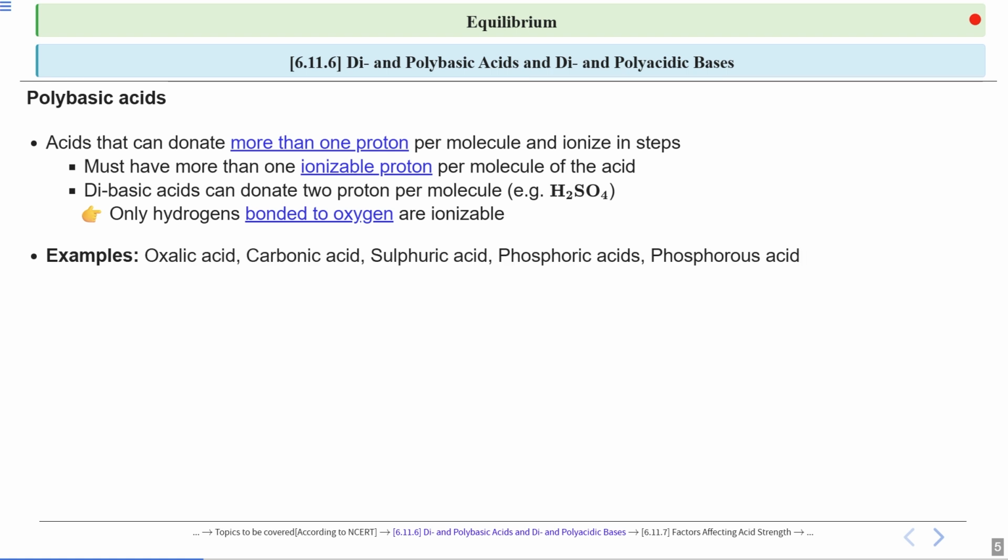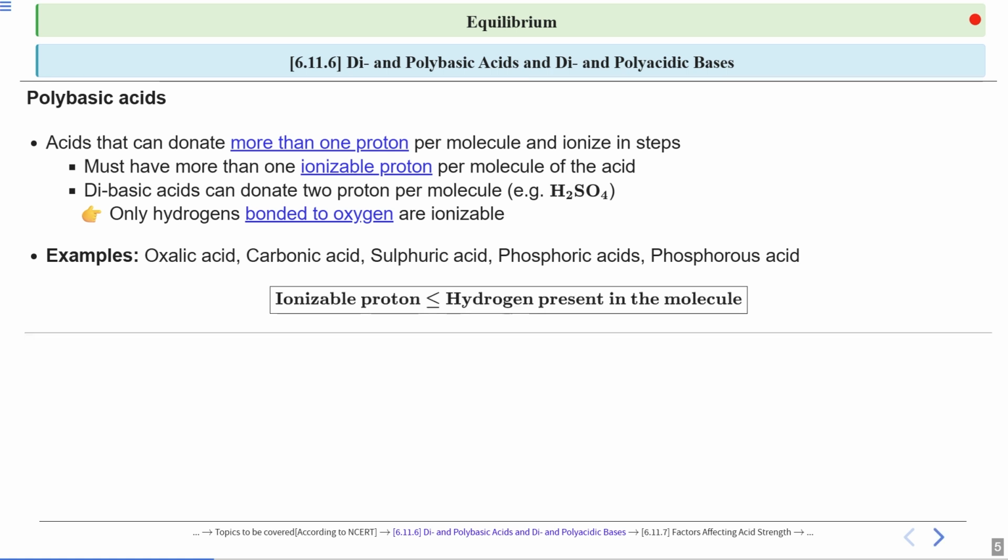Here are some more examples of polybasic acids. We have oxalic acid, carbonic acid, sulfuric acid, phosphoric acid, and phosphorus acid. What can we conclude from this slide? A very important point: all the acids which can donate more than one proton are polybasic, and all the protons present in a structure are not necessarily ionizable. So the number of ionizable protons can be equal to the number of hydrogens present in the molecule, or it can be less also. Got it?